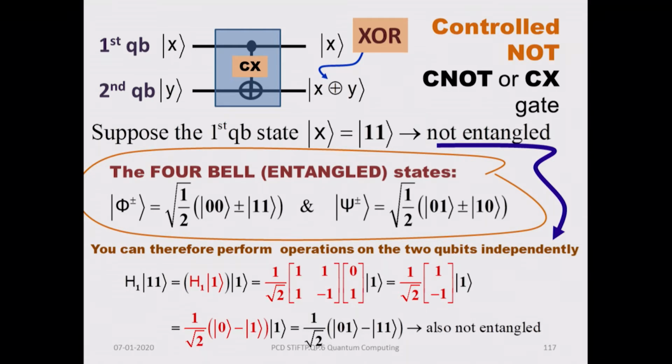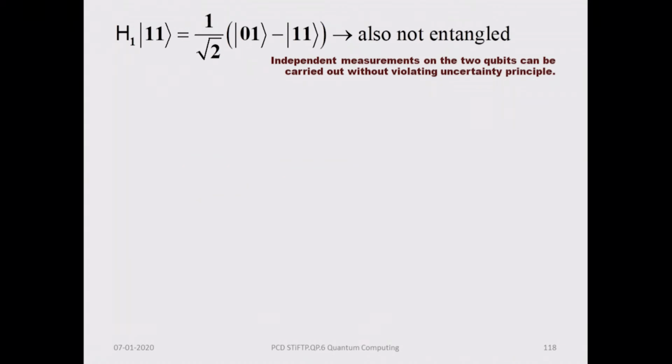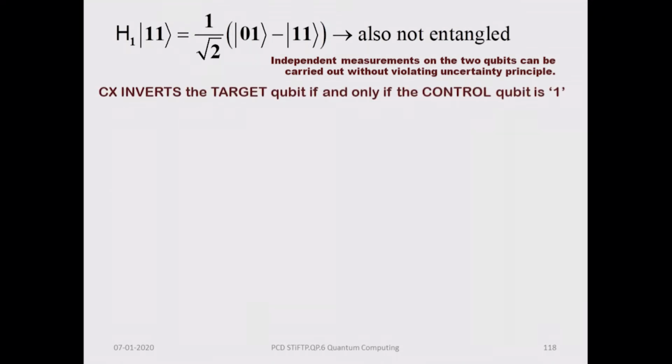Is this entangled? Is this a Bell state? It is not. Even this is not a Bell state. So, this is also not entangled, which means that you can carry out further operations on this state also independently of affecting the other qubit, right. So, the H1 operating on 11 is also not entangled, and independent measurements on the 2 qubits can be carried out, and the uncertainty principle and the quantum entanglement is not affected.